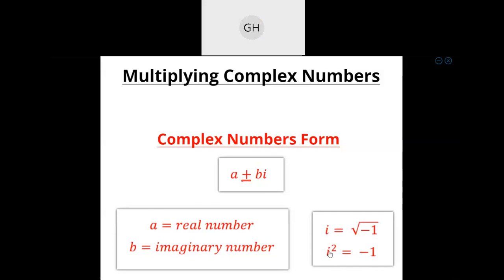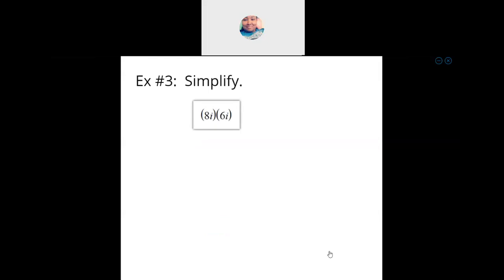So our very first example for multiplying complex numbers, which is example 3 for today. Let's simplify this. I have 8i times 6i. Just because there are i's in there, treat it the same way as if you were saying 2x times 3x. So first, multiply your numbers. 8 times 6 is 48. And then i times i is, of course, i squared.